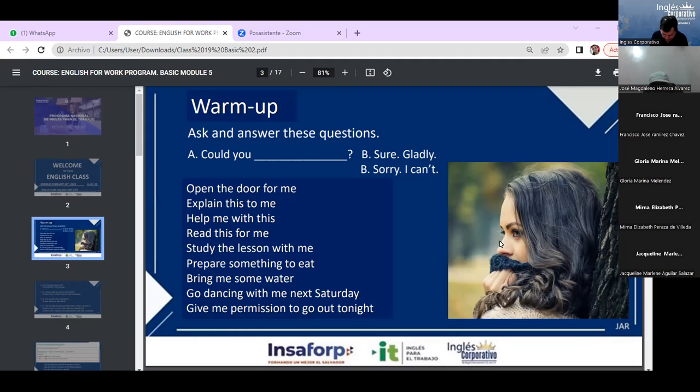Okay. Could you open the door for me? Sure, gladly. Casi, así como está escrito, literal. Could you explain this to me? Sorry, I can't. Could you help me with this? Sure, gladly. Could you read this for me? Sure, gladly. Could you study the lesson with me? Sure, gladly. Could you prepare something to eat? Sorry, I can't.